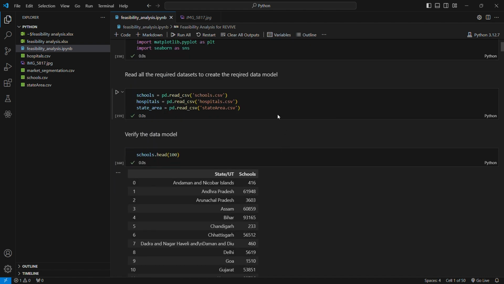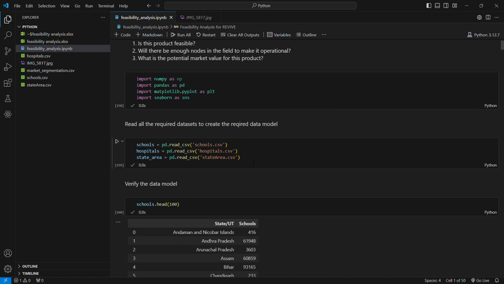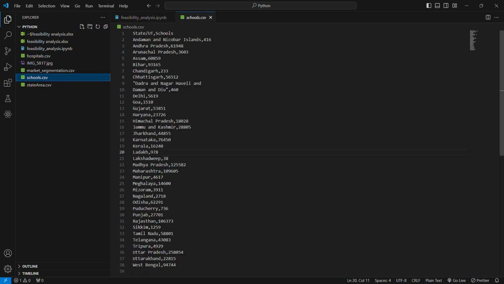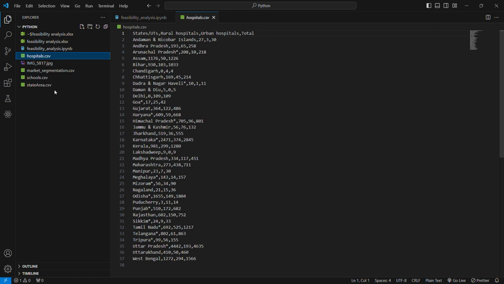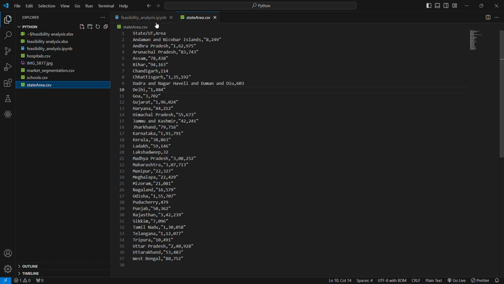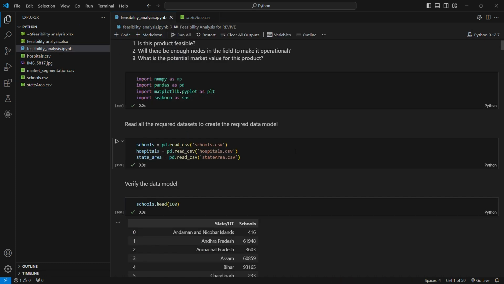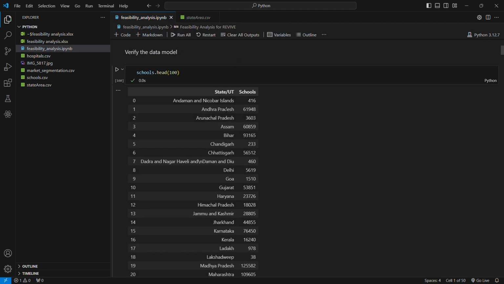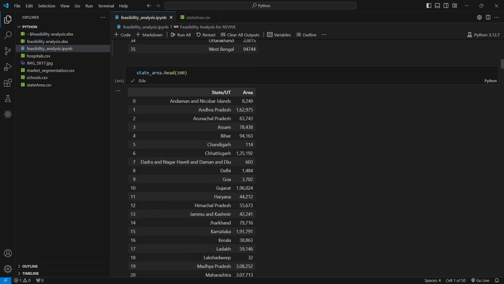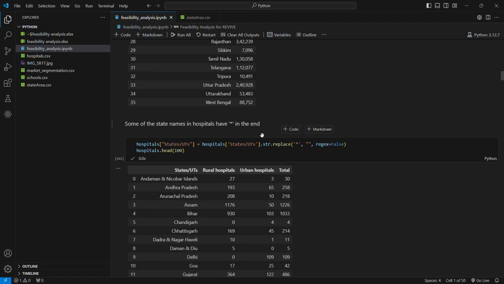So first we'll start by importing the modules and we'll start by importing the dataset. And this dataset will have all the states as well as all the schools, all the hospitals, and also the area of each state. So this is the data we'll be working with. So first we'll start by verifying all of the data. We'll first see what's there.